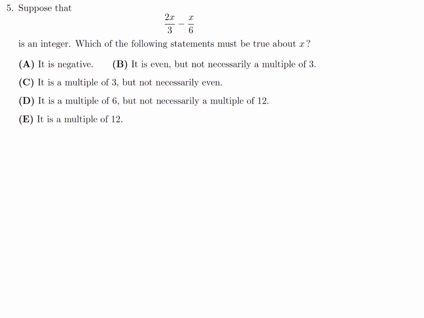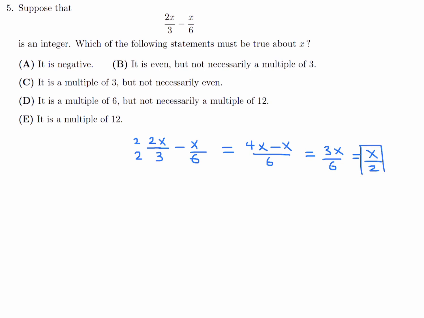Suppose that 2x/3 minus x/6 is an integer. Which of the following statements must be true about x? The first thing I'm going to do is just add these fractions, get a common denominator and add them. So I get 4x minus x over 6 like that. And that becomes 3x over 6, and that is just x over 2. And that's all that is. Now they're saying that this is an integer. The only way that x over 2 can be an integer is if x is even. Right? It's the only way it can be an integer.